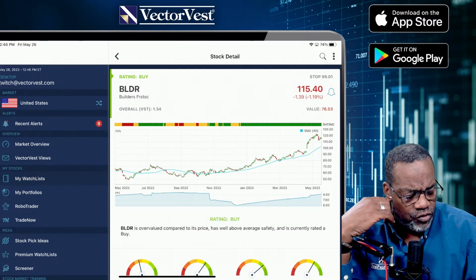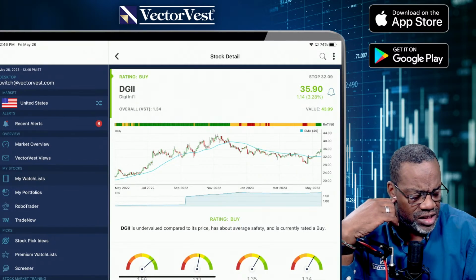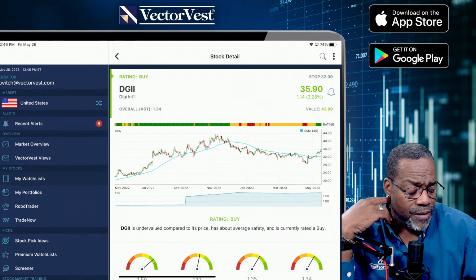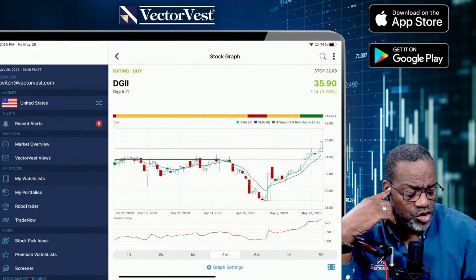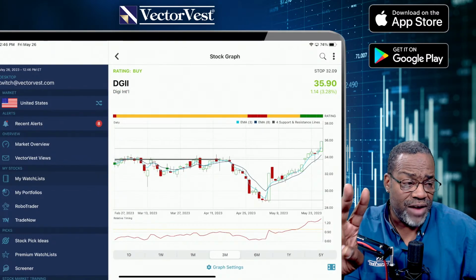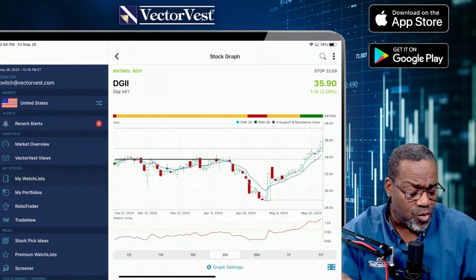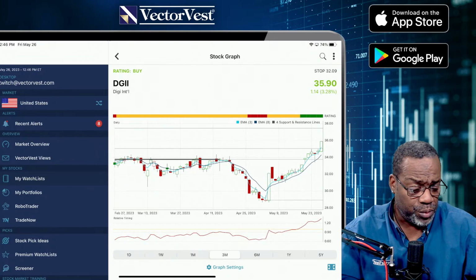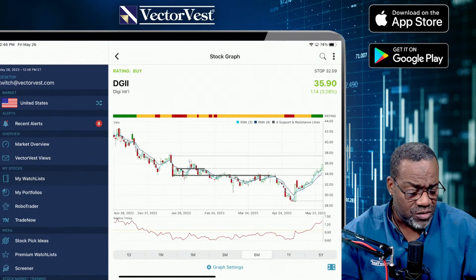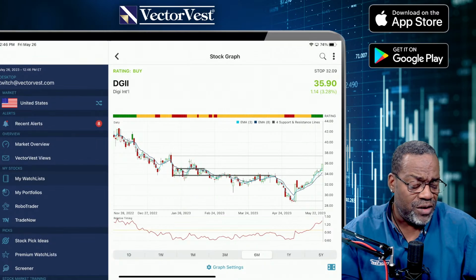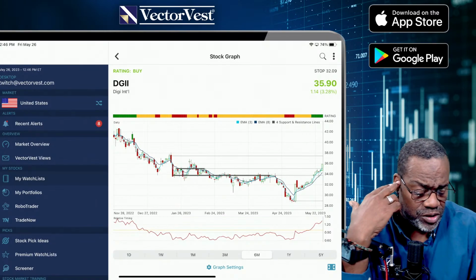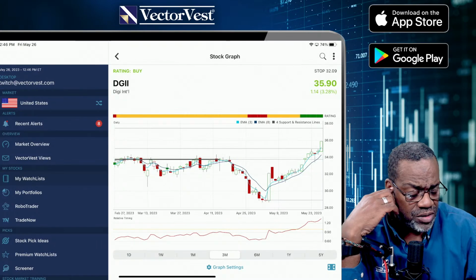All right, so let's go look at DGII. I like the break coming out of a session of support, breaking through 2 levels of resistance. Nice open bar today. RT went from below 1 to above 1. I like this play. Let's go put this on a 6-month graph. I like the potential of this stock going up to about $42. It's sitting at $35.90. This could definitely have some good upside.